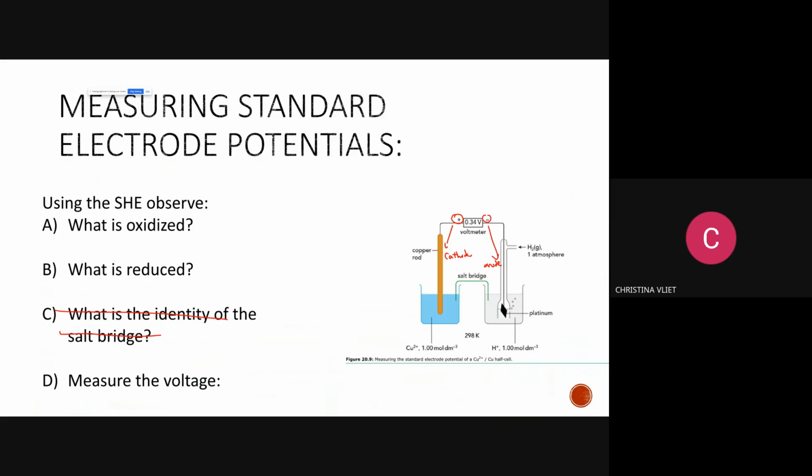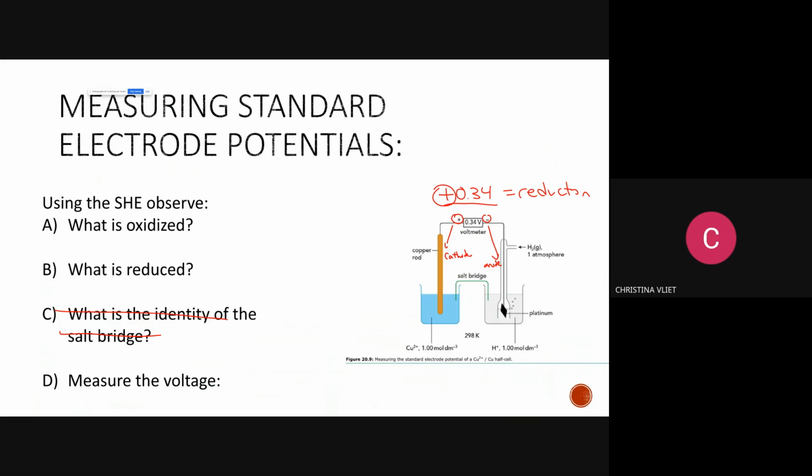The way that I read it is, when I read it like this, I read it as positive 0.34. So I'm like, okay, positive means reduction. I look at the number and I say, okay, greater than 0, that's reduction. Copper's being reduced. It's because the signs of the cell will tell you what's going on. Compared to the sheet, copper is positive, that means it's being reduced.